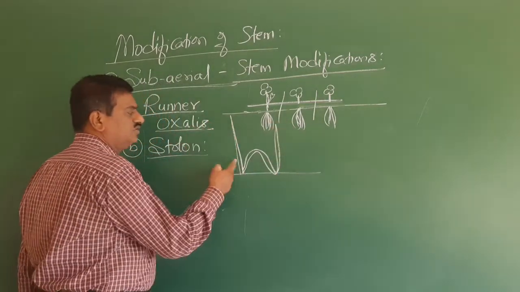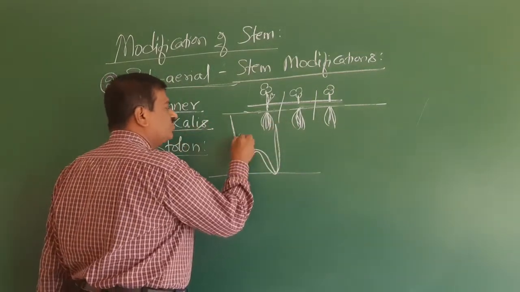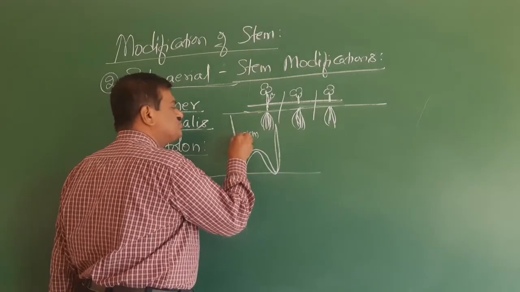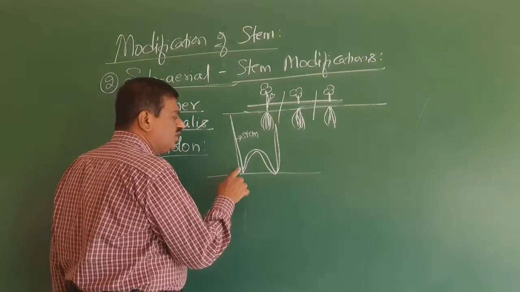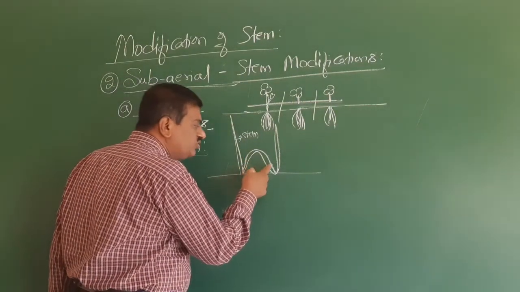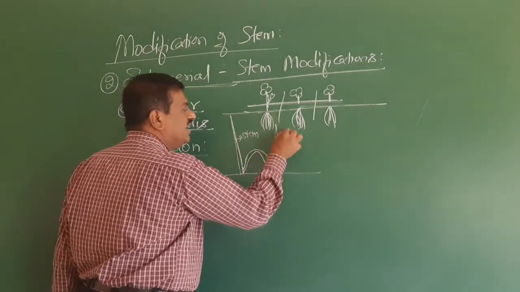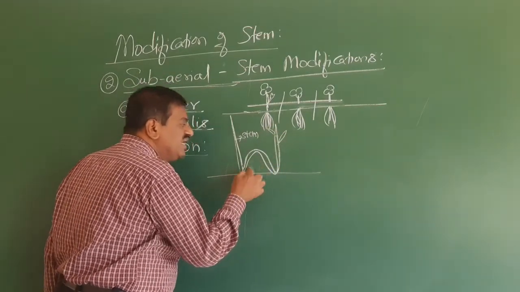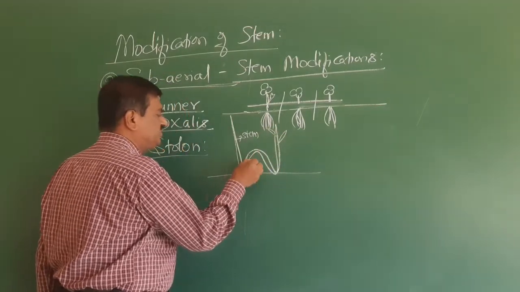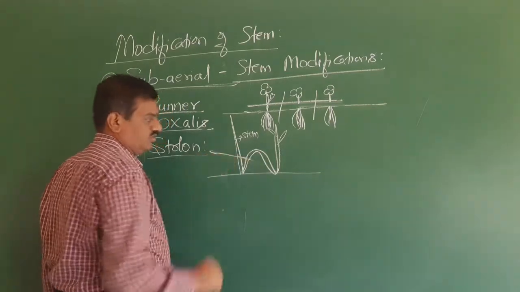I'll repeat this. The stem is normal, there is a presence of erect stem. At the lower nodal region, one of the branches comes down, touches the soil and again goes up. So here it forms an elevation. This elevation is called a stolon.